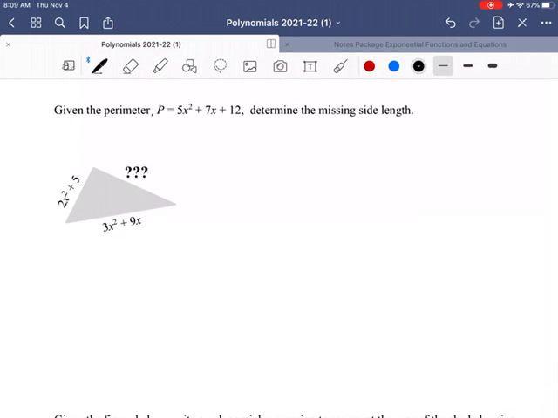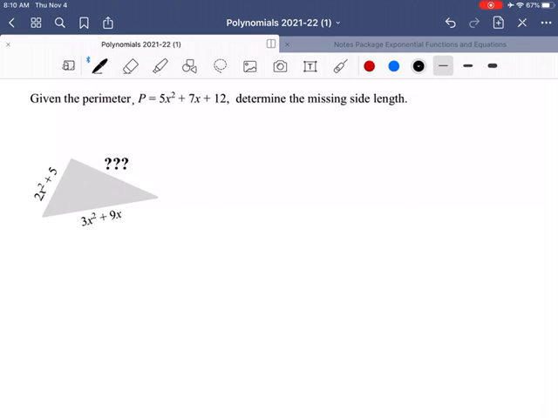Well, we can use this concept in other areas. So a perimeter question. Now remember, the perimeter is the sum of all sides. And in this case, we're given the perimeter. We know what it is, but we're missing one of the sides. So what we can actually do is take the perimeter and subtract the unknown side. So we're going to start with the perimeter, 5x squared plus 7x plus 12. And we're actually going to subtract the other two sides.